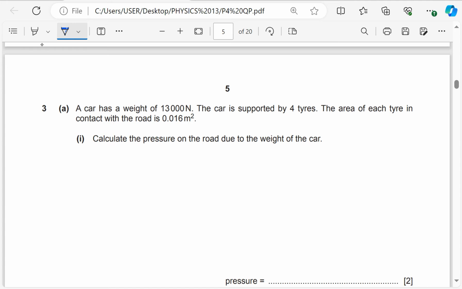A car has a weight of 13,000 newtons. The car is supported by 4 tires. The area of each tire in contact with the road is 0.016, so the total area is going to be 4 times 0.016 meters squared, because there are 4 tires. Calculate the pressure on the road due to the weight of the car.